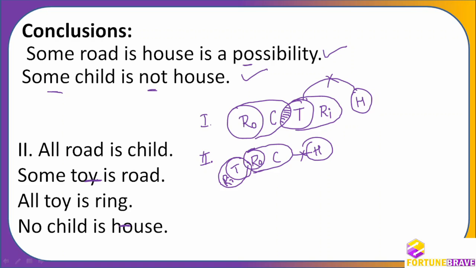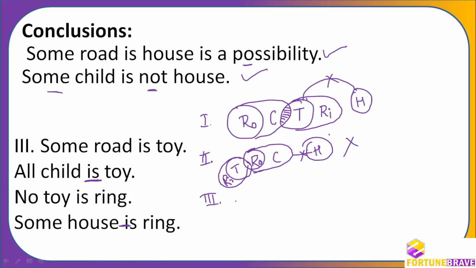No child is house means road cannot go there. Can you understand? Road cannot go there. So this second case is not possible, because the first one itself is going wrong. Are you getting my point? Go through this again, because no child is house means whatever is inside child cannot go into house. So therefore some road is house is not possible here.